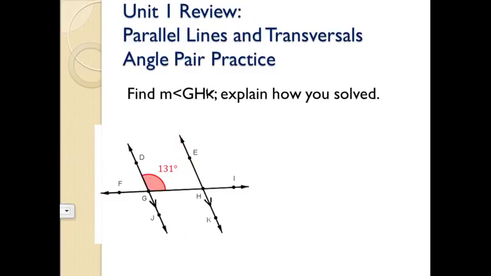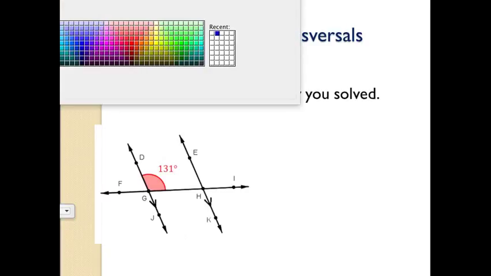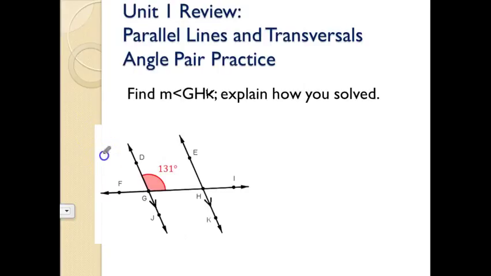All right, so our first step is let's go ahead and find where that angle is that we need to find the measurement of, GHK. So GHK, here we go, right there. So we need to find this angle measurement using the measure of DGH that's given to us.